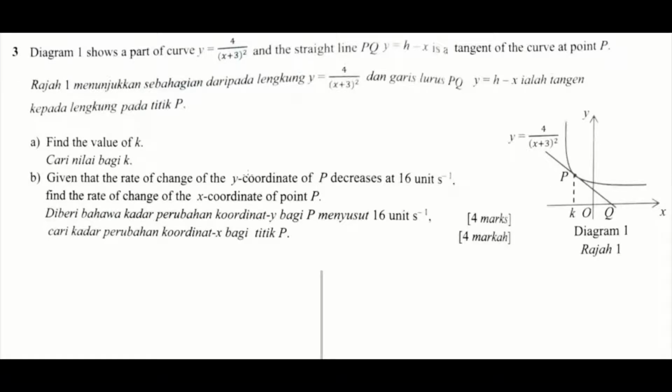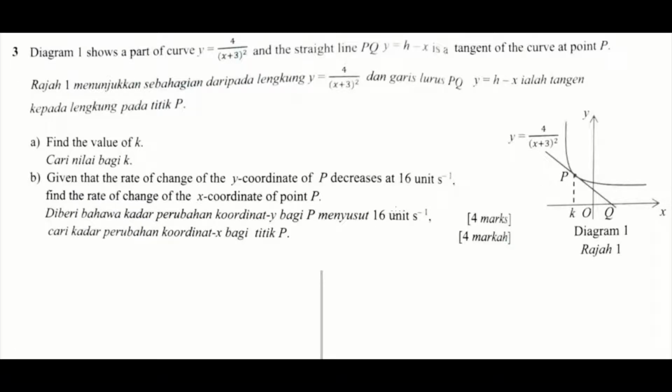Okay, so we need to find the value of k, which is the x coordinate of the point P here. So what do we need to do? As you can see here, we have the curve and we have the tangent. By having this information, you should be able to relate to the chapter on differentiation.